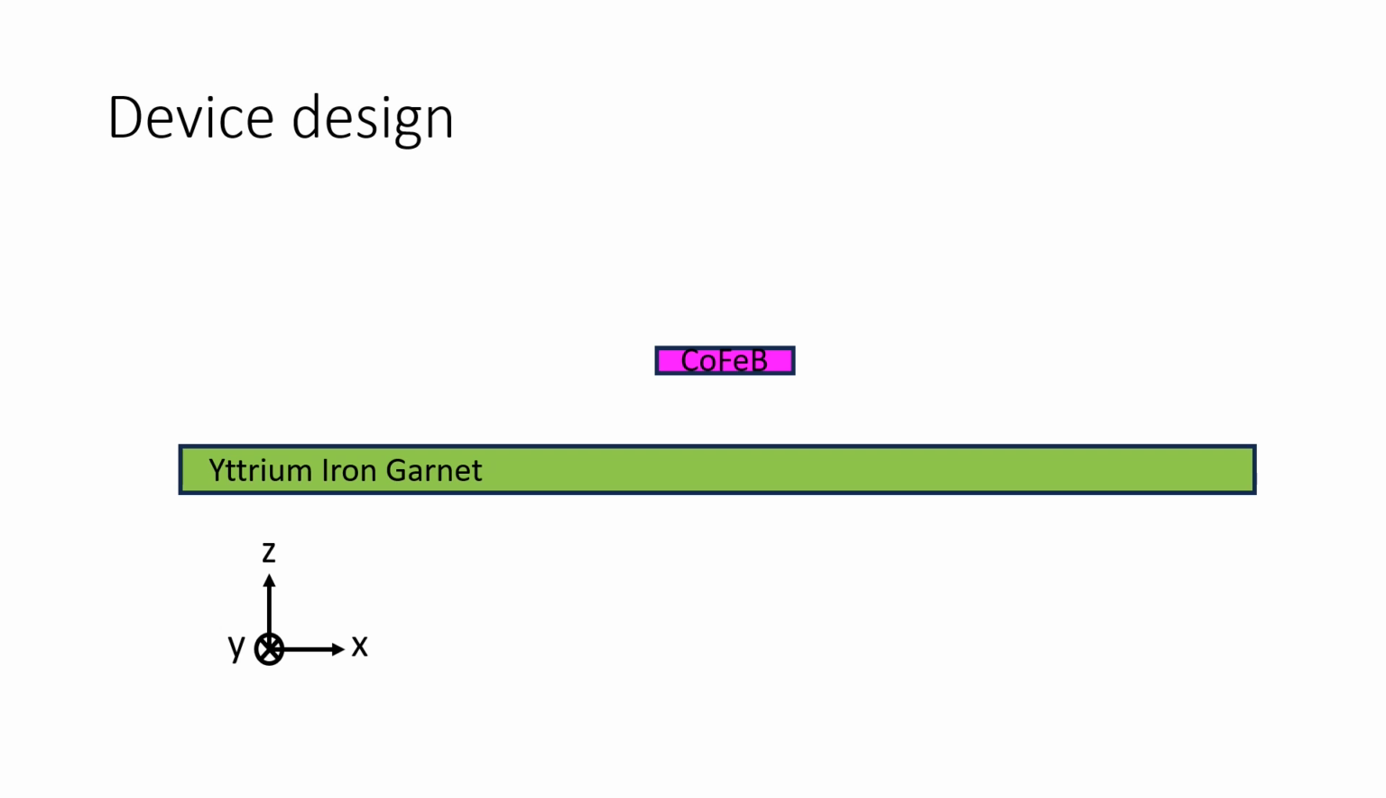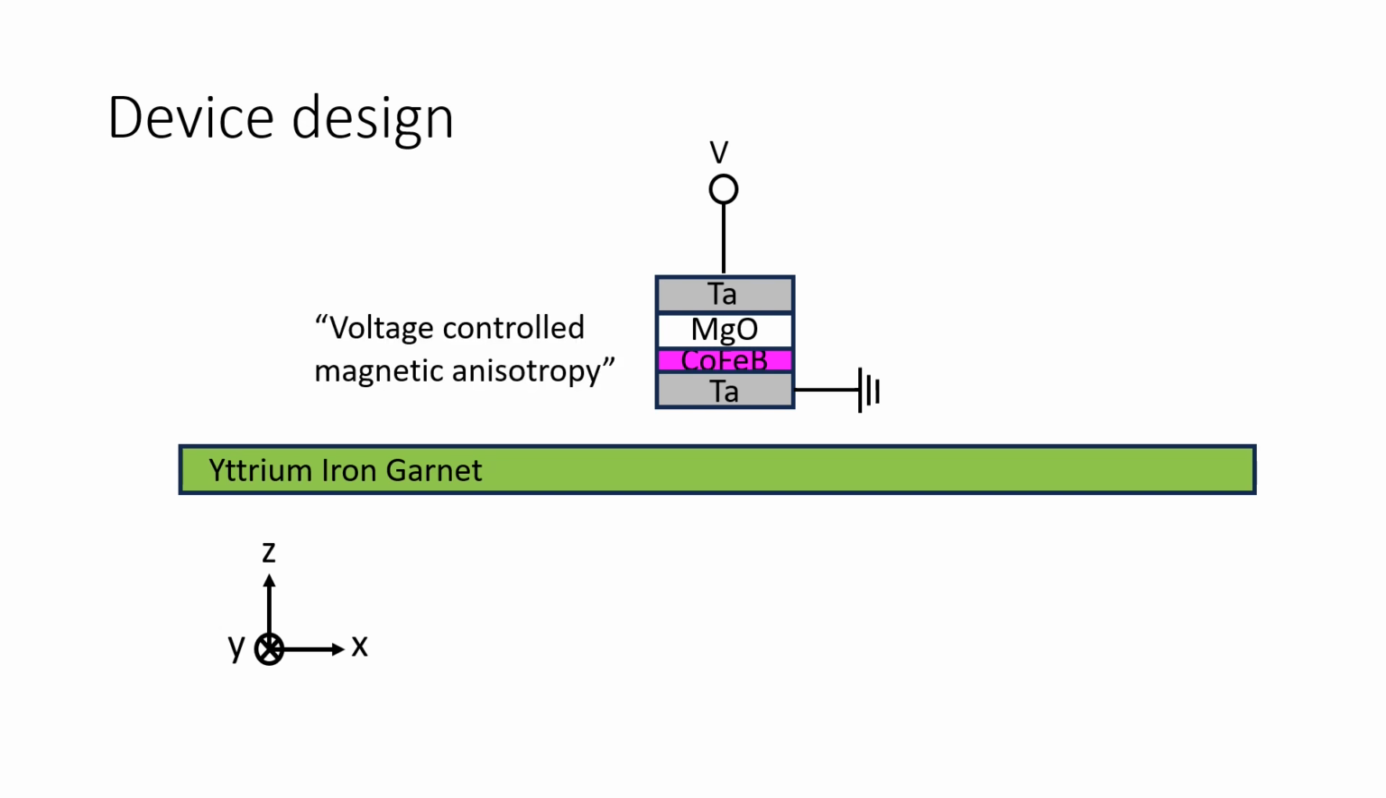Suppose now we place a layer of magnesium oxide on top of the cobalt iron boron stripe. Then we place a bottom and top electrode sandwiching the cobalt iron boron and magnesium oxide structure. We then apply a voltage between the top and the bottom electrode. By a phenomenon called voltage-controlled magnetic anisotropy, we would then be able to tune the cobalt iron boron stripe out of resonance with respect to the spin waves in the yttrium iron garnet.